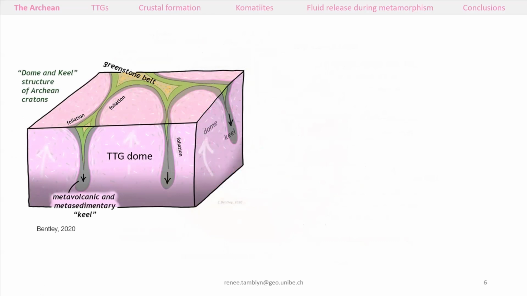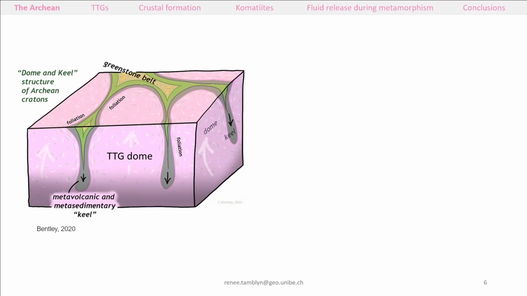So for those of you who don't know what an Archean craton looks like, they usually look something like this. This is just a nice figure where we have these big, more felsic dome materials, which are made of TTGs, Tonalite-Trondhjemite-Granodiorites, and they're usually wrapped by these greenstone belts, which are made of lower grade materials that are usually greenschist to amphibolite facies.